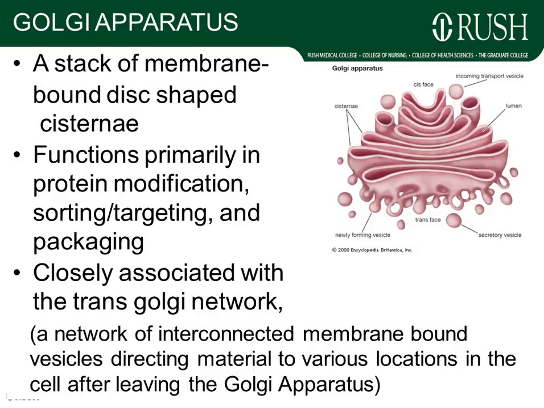So what does it do? The Golgi apparatus functions in protein modification. It also sorts and targets, all right, by modifying the proteins by adding little post-translational modifications that target them to specific locations either within or without the cell. So it can target them to the plasma membrane for export, or it can target them to other organelles. And it also packages them within small vesicles.